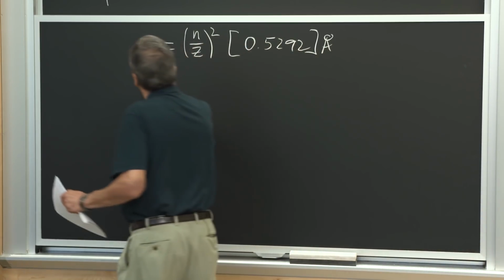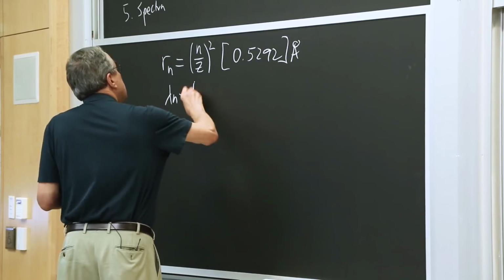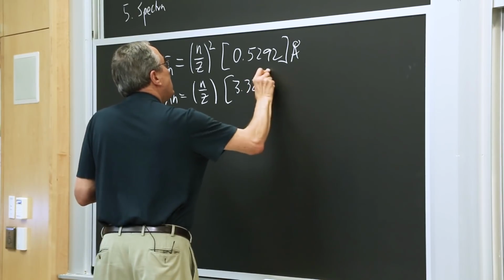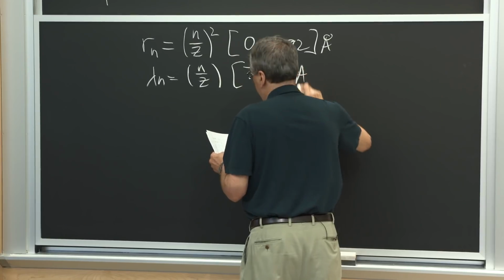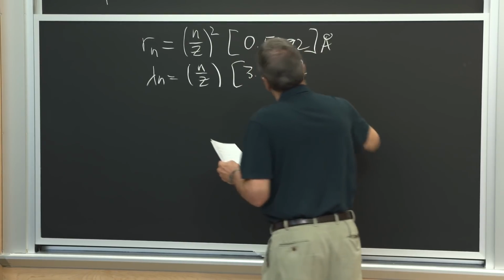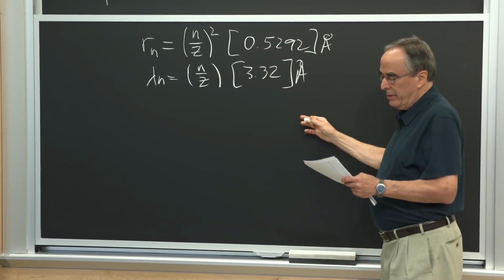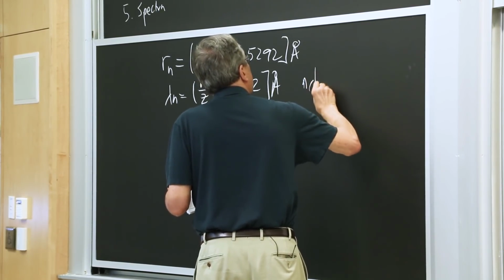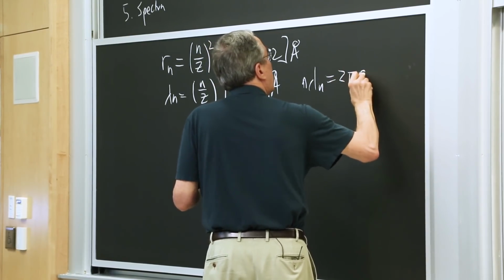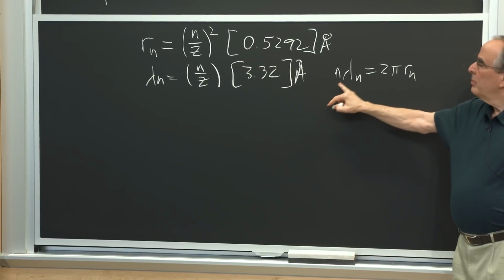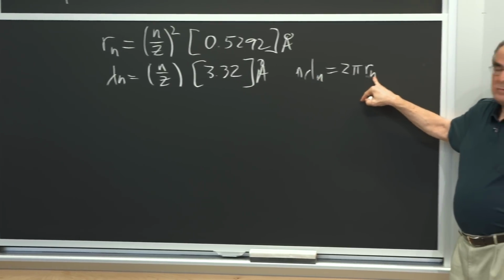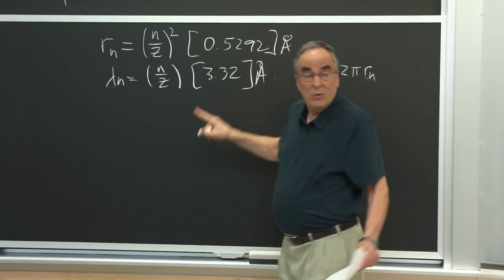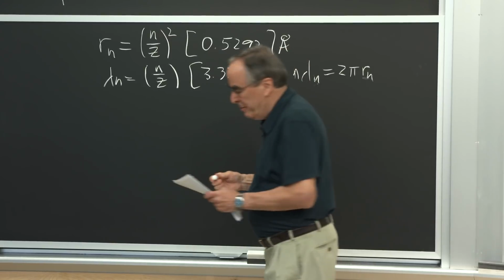The wavelength is given by n over Z times 3.32 angstroms. And that's the situation where n times the wavelength is equal to 2 pi r n. So we have n wavelengths around a Bohr orbit, and this is really the de Broglie hypothesis. But again, it's something on the order of something that you can remember.